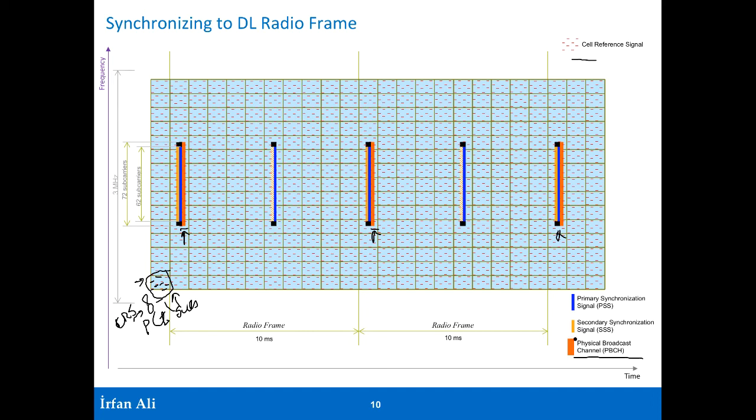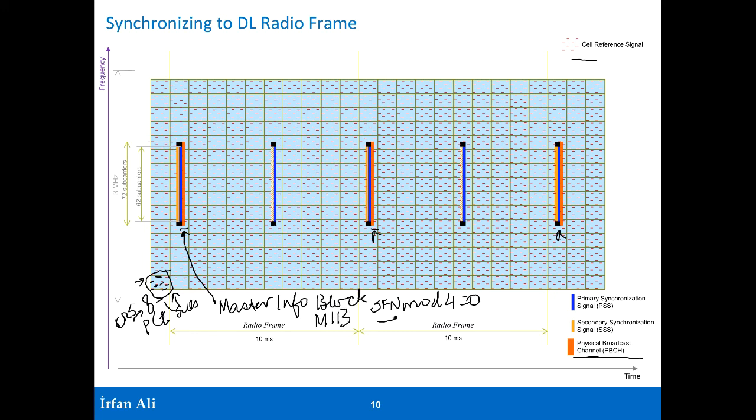The physical broadcast channel is sent every 10 milliseconds, and the information in this physical broadcast channel can change every 40 milliseconds. So whenever SFN mod 4 is equal to 0, there can be some new information in the physical broadcast channel. What is carried in this physical broadcast channel is something called the master information block, which is also called the MIB.